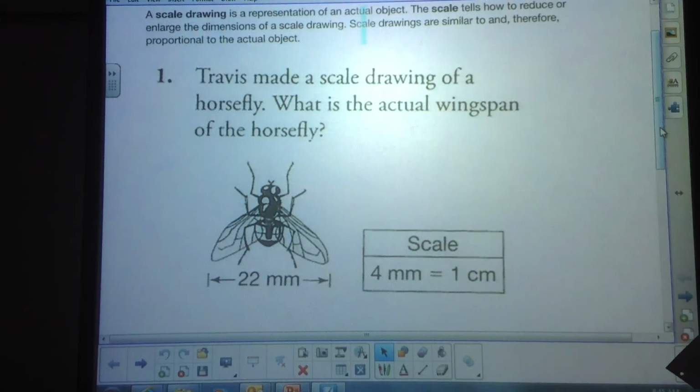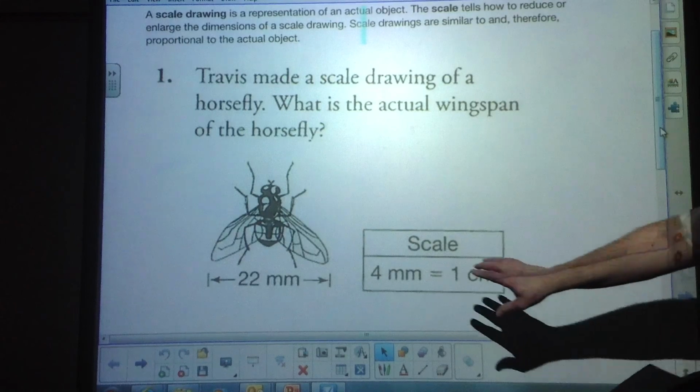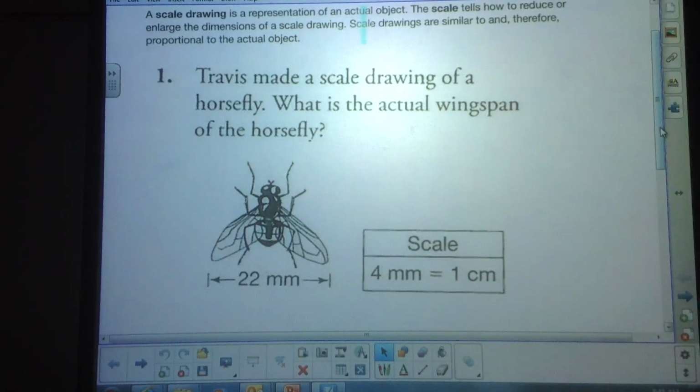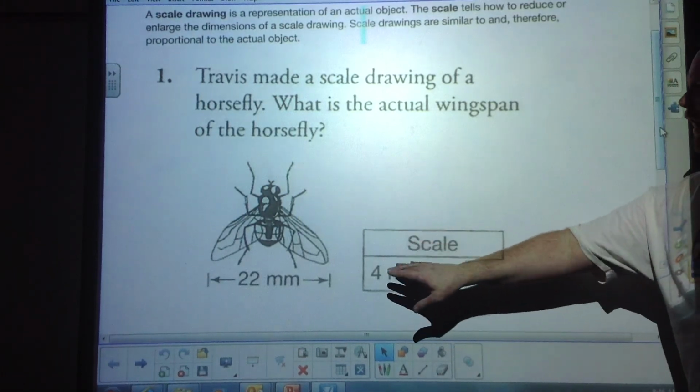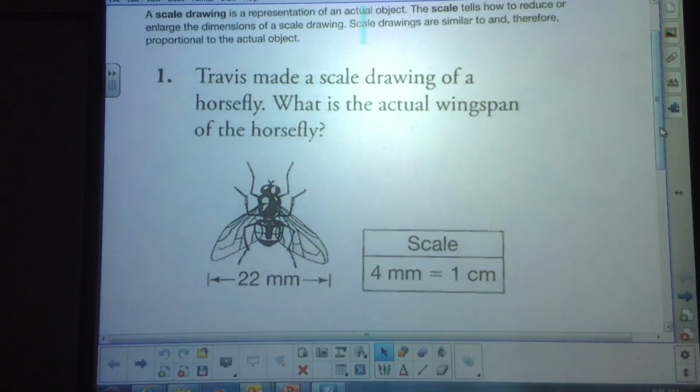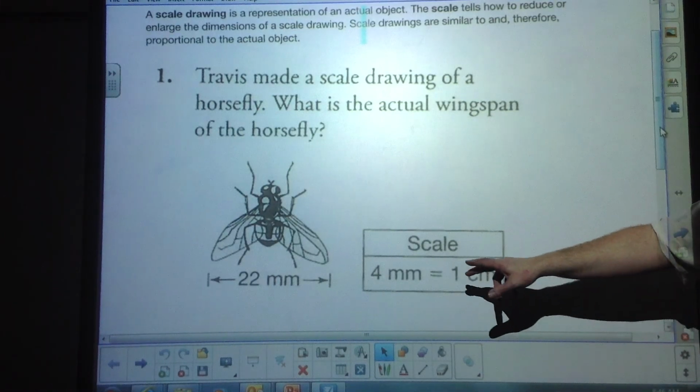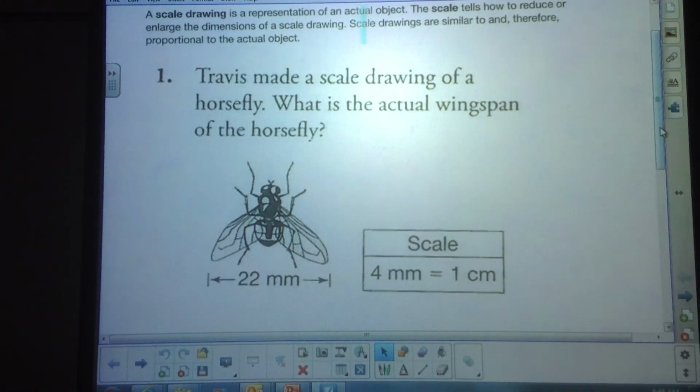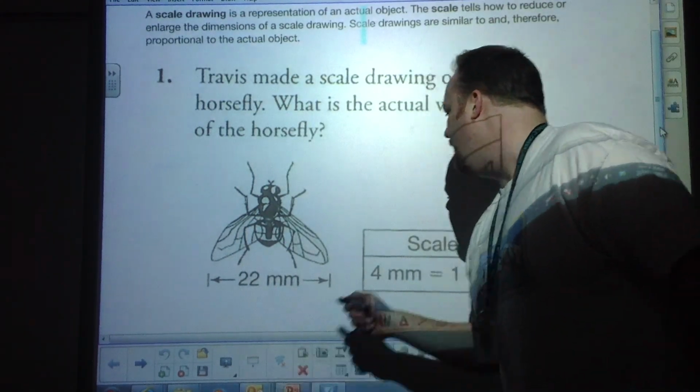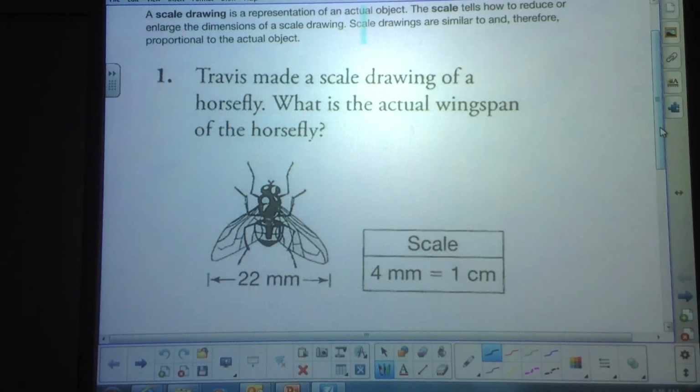But what you really need to do when you're trying to find the actual length is make yourself a proportion, label it, and first you need to do the scale. And almost always you're going to have a scale of some distance equals one centimeter, for example, or more often than not, it's 1 inch will equal 10 miles or something like that. So what you need to do first is this.